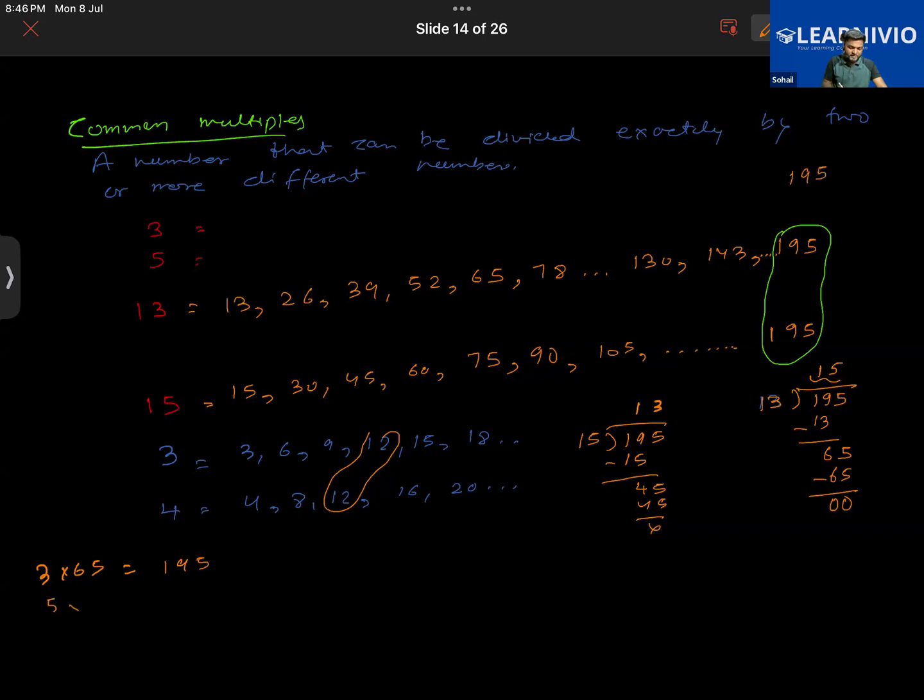Okay. 5 times how much? 5 times 39, that will be 195, isn't it? So when you start to write the multiples of 5, you will get 5 times 39 as 195. So the given number 195 is a multiple of 13, a multiple of 15, and a multiple of 5 and 3 also. So thereby it's a common multiple. Both of you understood this or not? Getting it now? Yes.